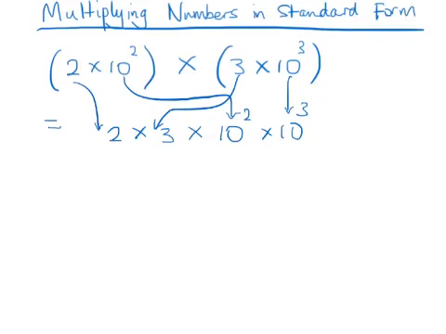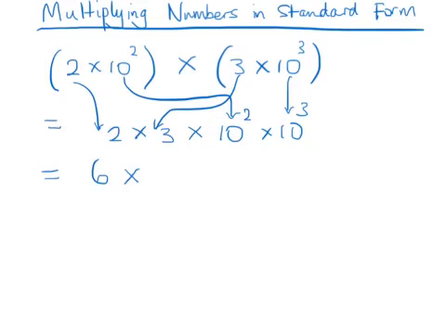In other words, when we're multiplying standard form numbers together, we can rearrange the order of the multiplications, because the order of the multiplications doesn't matter when you're multiplying, does it? So we're writing the 2 times the 3, and then we're writing the index numbers together. So now we can just say 2 times 3 is 6, times 10 squared times 10 cubed.